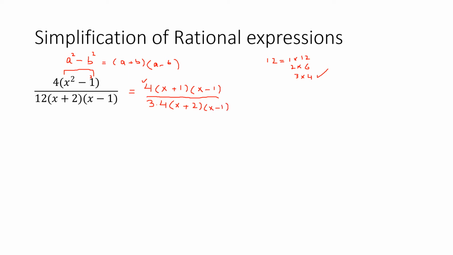Now the common factors up and down can be cancelled, so x minus 1 is gone, 4 will be cancelled with 4, and we will be left with x plus 1 and x minus 3 plus 2, and I forgot to write 3 is also left with us, so this will be our answer.